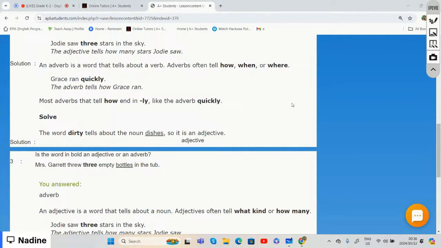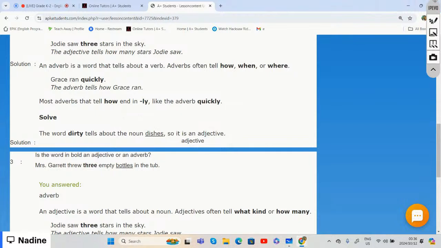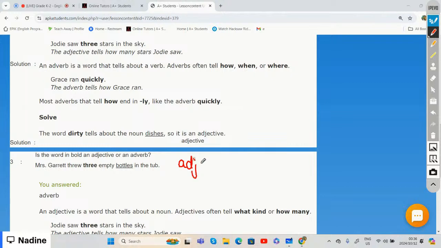So 3 bottles, 3 empty bottles. We need to say, is that an adjective or is that an adverb? Which one is correct? And if we look at that, remember bottles is a noun. Three tells us how many. So this is an adjective.